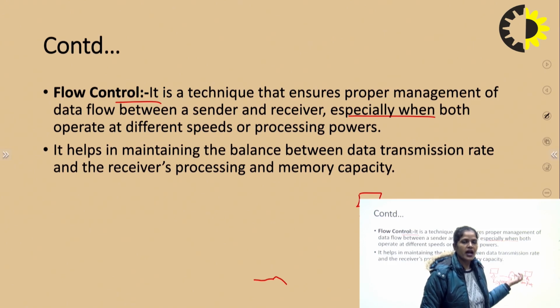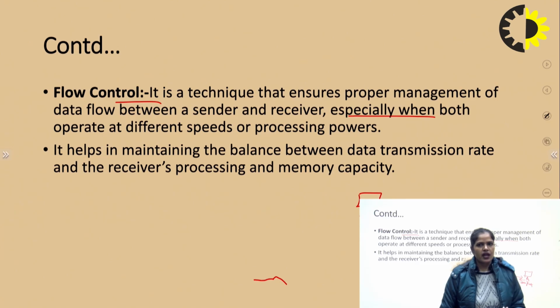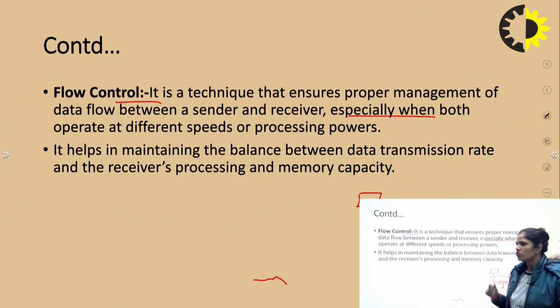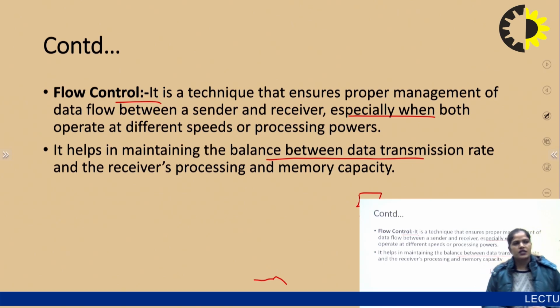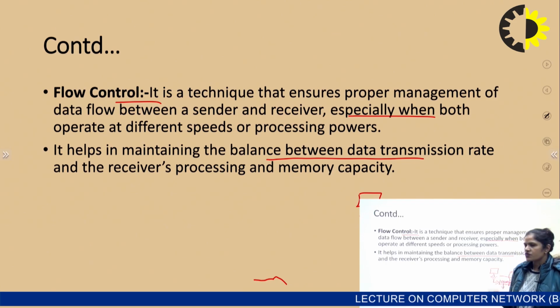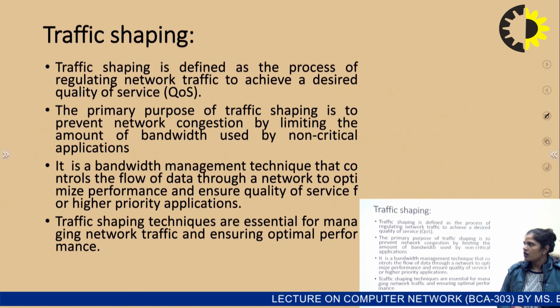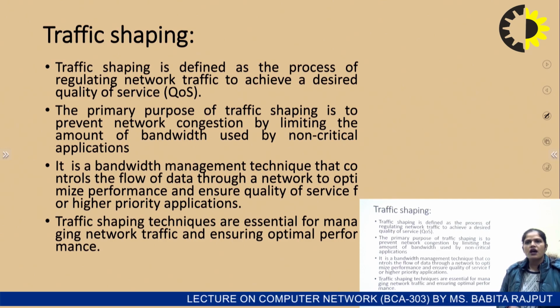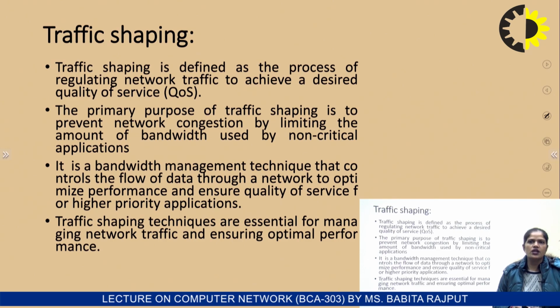Flow control tells us that the sender has to manage its data flow according to the receiver, and you can say the packets have to be sent in synchronization with it, right? It helps maintain the balance between the data transmission and the receiver's capacity and memory, right? So this is the main situation. That's why we require traffic shaping, or you can say a congestion control mechanism.